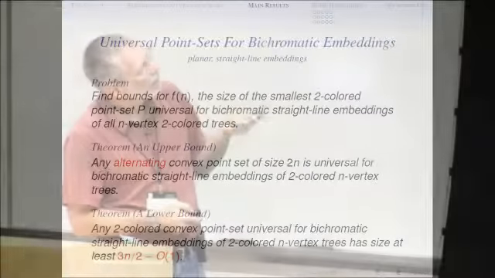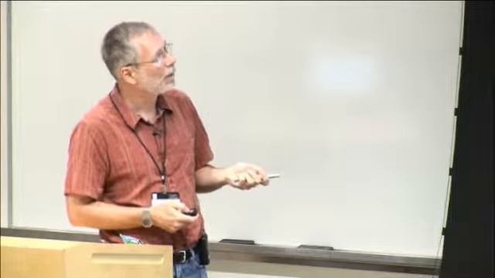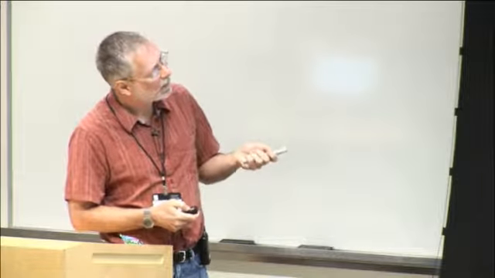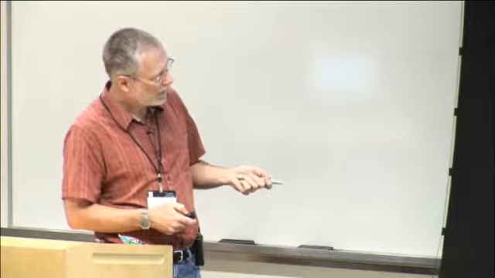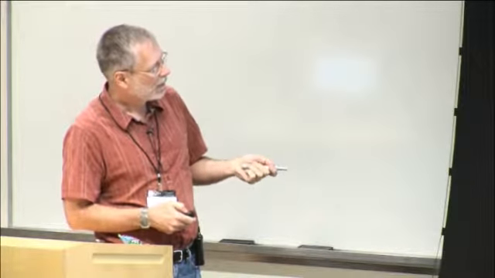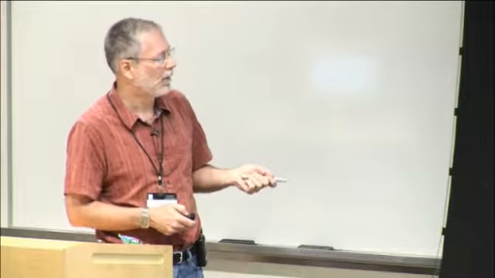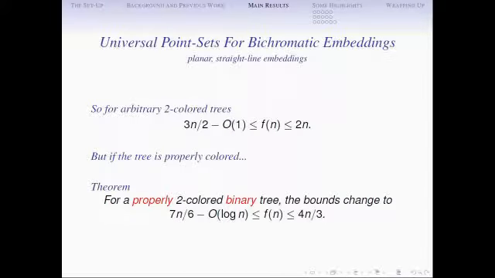Then we looked at universal point sets. We wanted to find bounds for the size of the smallest two-colored point set P that would be universal for all bichromatic straight line embeddings of all n-vertex two-colored graphs. We got an upper bound that's a pretty simple result. You might think about it for fun if your mind starts to wander in the next few minutes. We have a lower bound that's a little more interesting. We can show that any such universal point set will have to have at least 3n/2 vertices minus a little bit. You could probably quantify that a little bit, but we were a little lazy. So that's the last slide in a nutshell.